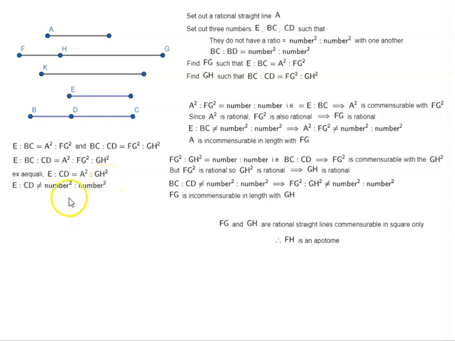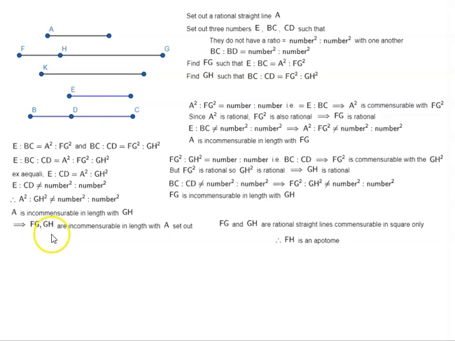E is to CD is not equal to number square is to number square, which means A square is to GH square is also not equal to number square is to number square. So that means A is incommensurable in length with GH. So FG and GH are incommensurable in length with A set out.